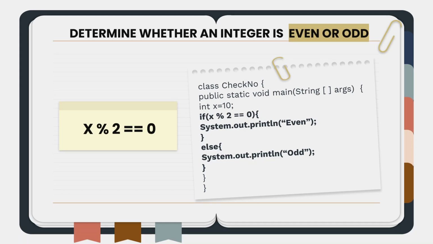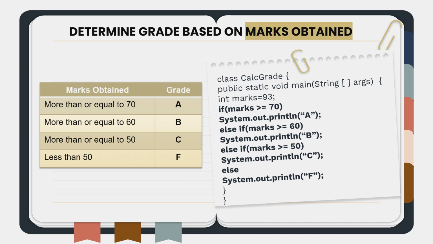Fine. We will see our last program for today's lecture, that is, determine grade based on marks obtained. Here you can store the marks in a variable directly within the program, like here you are storing marks 93, something like this, and then we determine the grade based on the marks obtained using if else if ladder. So here you can see in this table, depending on the values of marks, we are trying to print a corresponding grade using a System.out.println statement. Here I will show you.